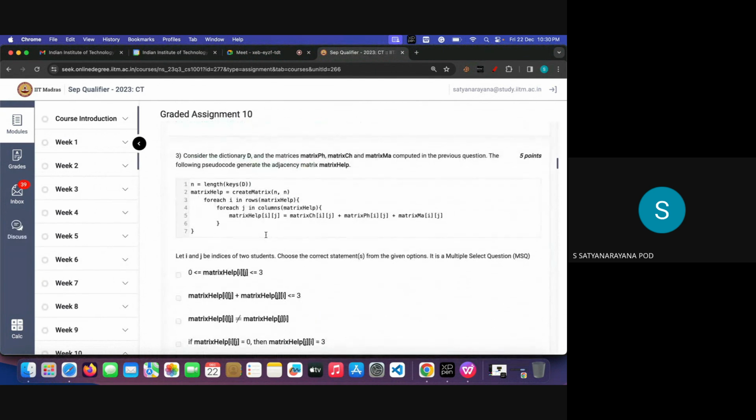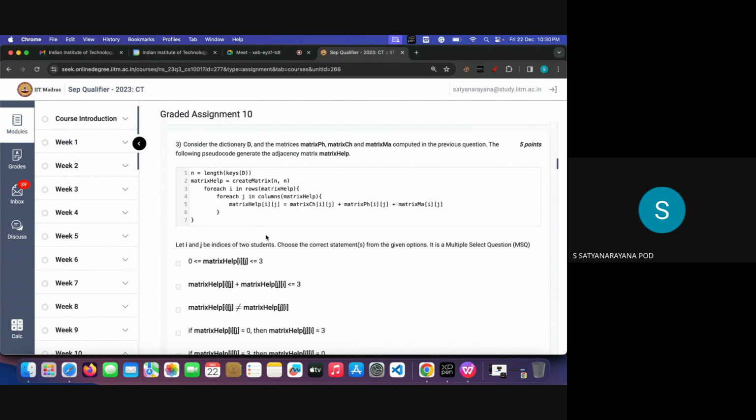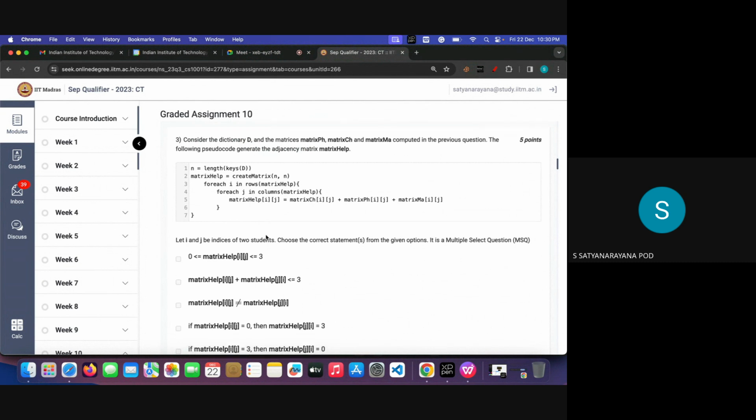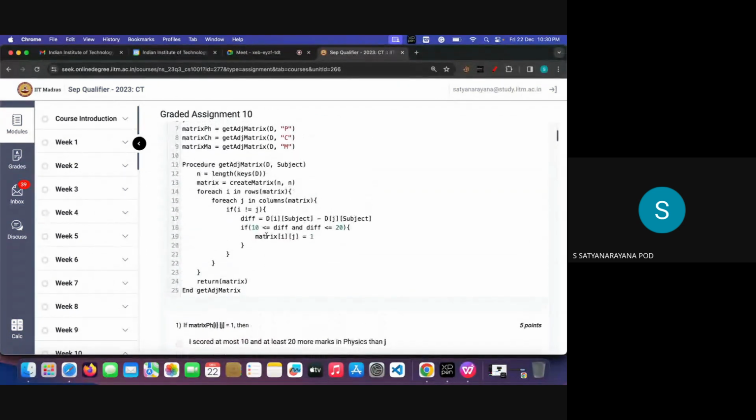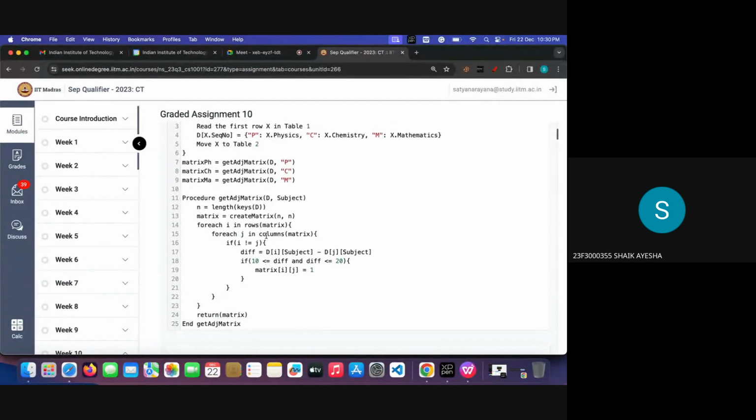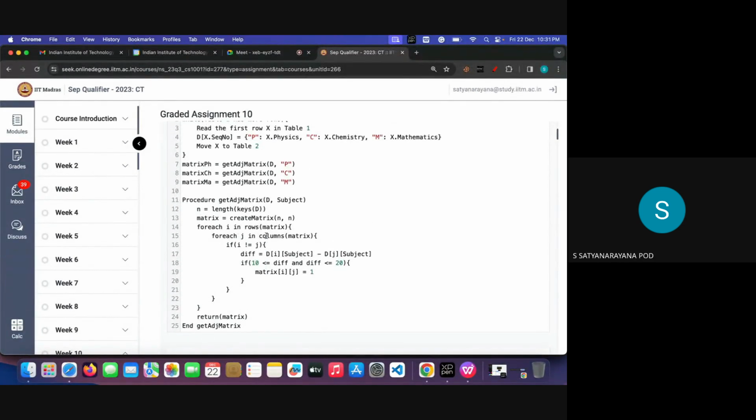Three, yes. So consider the dictionary. This is maths and physics and chemistry. All these have been created as matrices. In the previous question, a matrix is created. So create a matrix n cross n, so rows and columns are taken. The difference is extracted. In the earlier summary we have discussed this actually.